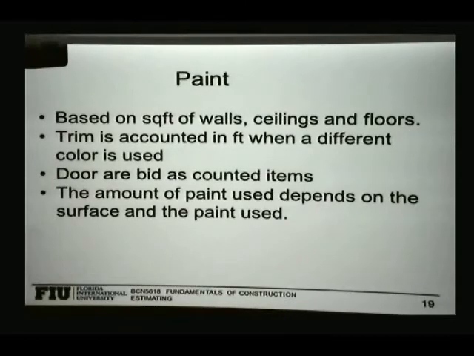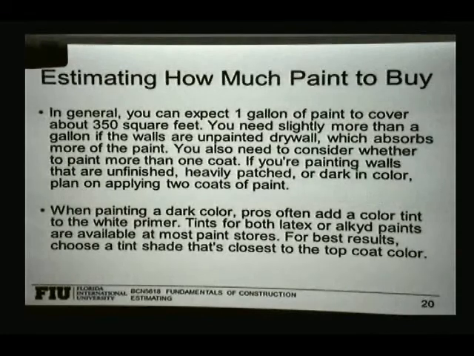Then we have paint. Paint is based on the square feet of walls, ceilings, floors. You need to paint the trim, which is accounted separately because normally the type of paint you're using is a little bit different, you use different colors, and you need different accounting for them. The doors are normally counted items, so you estimate how many doors you need to paint and count those. The amount of paint that you use depends a lot on the surface and on the type of paint you're using, so it varies.